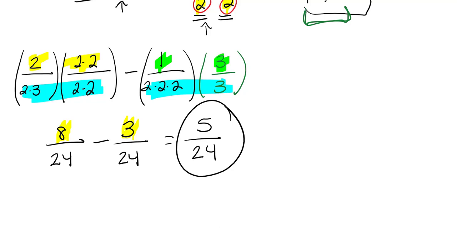5 over 24, because we can't reduce this any further, because 5 is a prime number and 24 doesn't have a factor of 5 in it. So we are done.